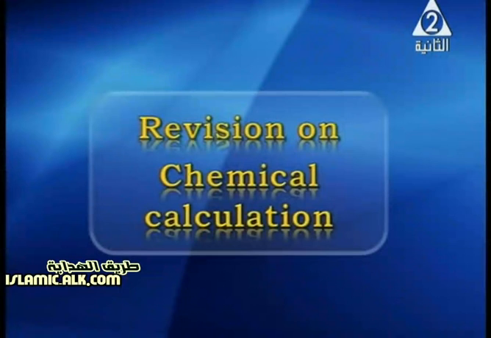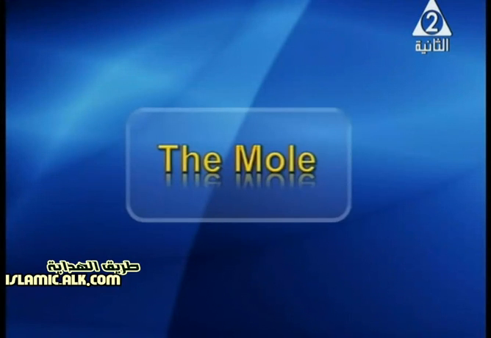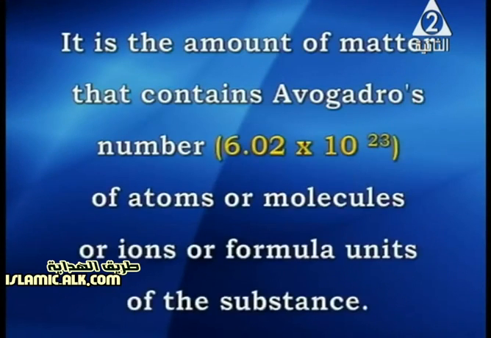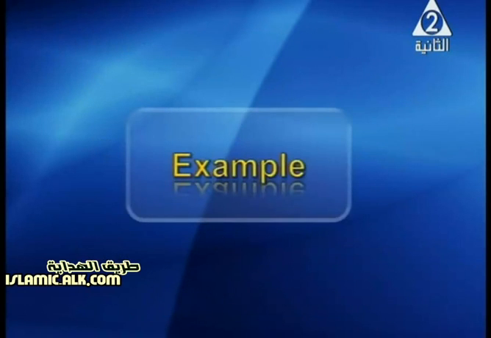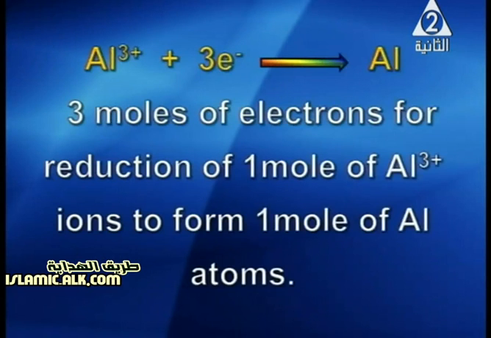Now, my dear students, we are going to make some revision on chemical calculation. What do we mean by the mole? It is the amount of matter that contains Avogadro's number, which is 6.02 times 10 to the power 23 molecules, or atoms, or ions, or formula units of the substance. For example, when an aluminum ion gains 3 electrons to form aluminum metal, 3 moles of electrons are needed to reduce 1 mole of aluminum ions into 1 mole of aluminum atoms.